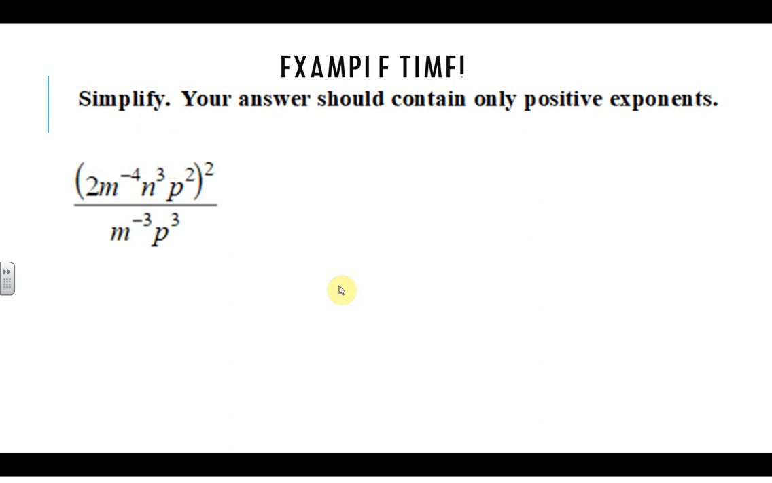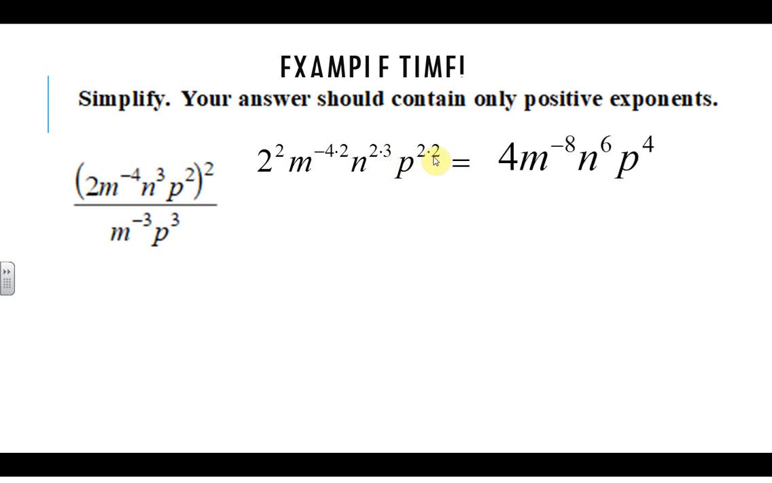Okay, simplify. So I'm going to get rid of that power again. I'm going to do 2 to the 2nd. M to the negative 4 is going to be multiply because it's power to a power. Again, I'm just doing that power to a power rule, multiplying all of my exponents. Clean that up. I have 4, M to the negative 8th, N to the 6th, P to the 4th. We don't like negative exponents. We want only positive exponents because we're positive people.